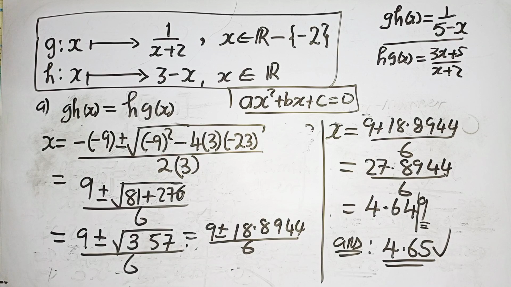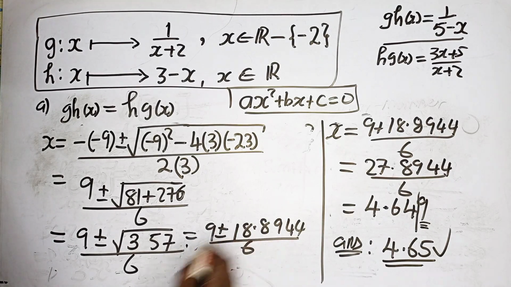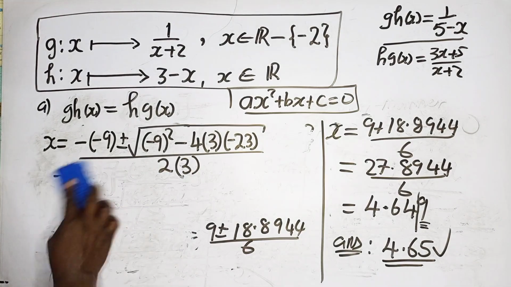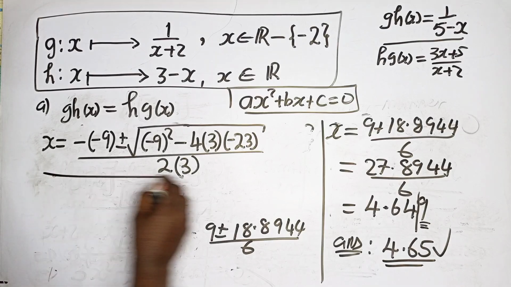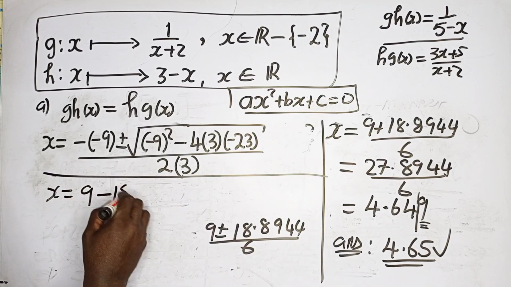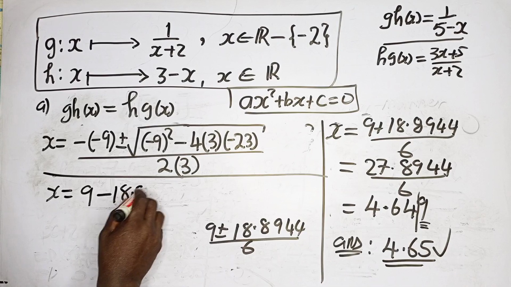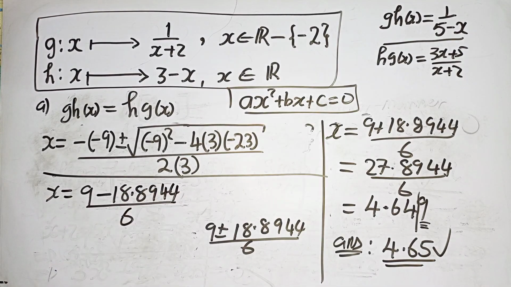Now let's take the other answer, which will be 9 minus. This one was 9 plus. We'll now take the 9 minus all of that. Let's do that quickly. The second answer will be x equals 9 minus 18.8944 divided by 6.